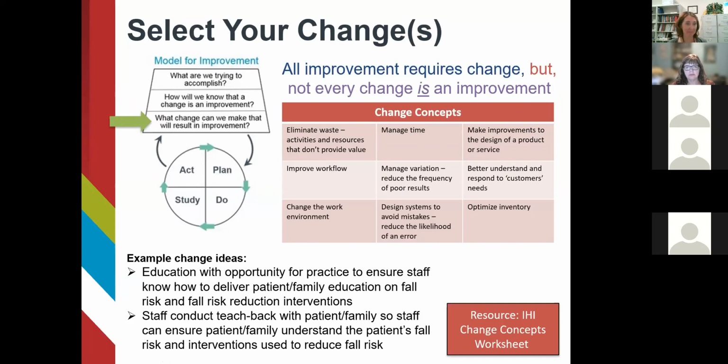Then we want to move forward and select our changes. So we know what our goal is, what we're trying to accomplish. We've established some sort of process metrics to help us know if the change is moving the needle or making some sort of improvement. Now we need to identify what is the change, or what are the changes that we can make that will result in improvement.